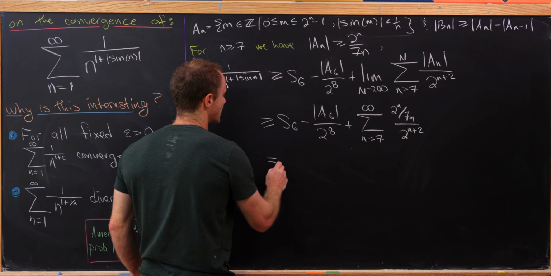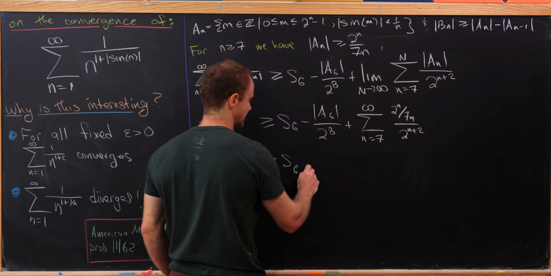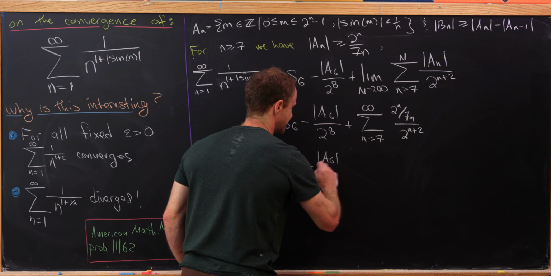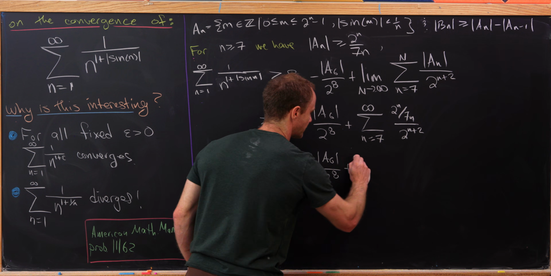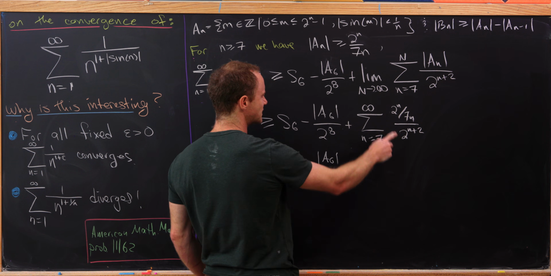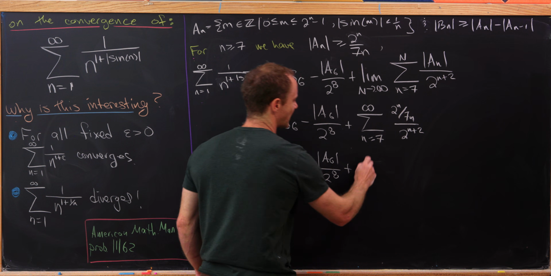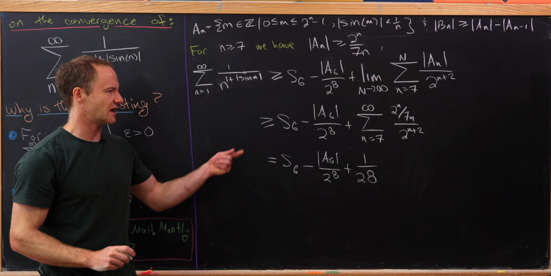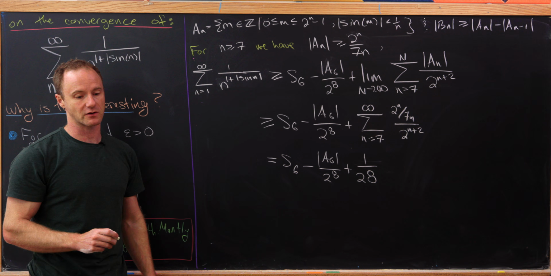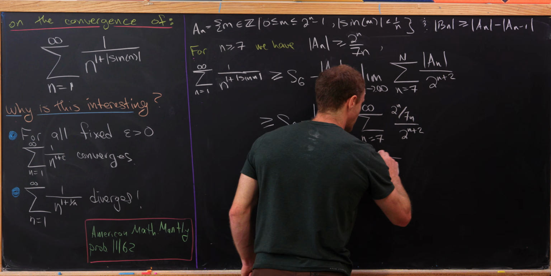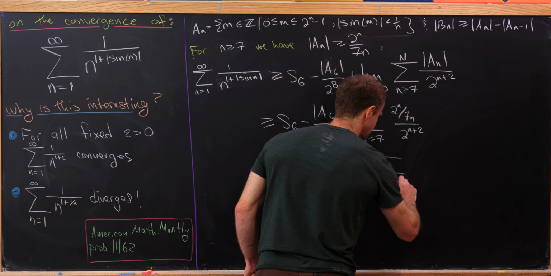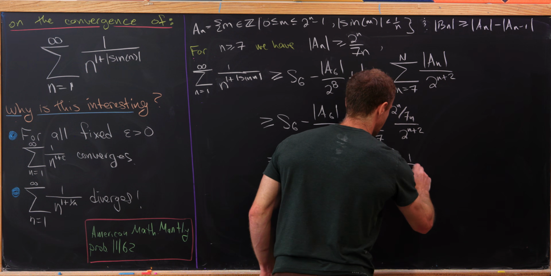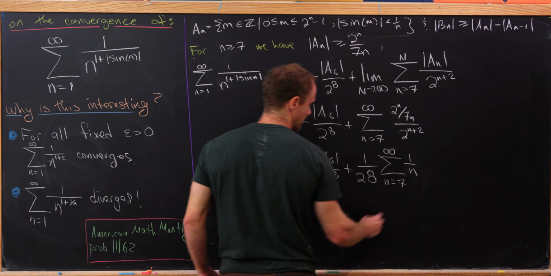Okay, but now let's rewrite this. So this is s sub 6 minus the size of a sub 6 over 2 to the 8 plus, well, notice a lot cancels here. And in fact, in the end, we're left with a 1 over 28 from the 7 and then the 4 that's left over from the powers of 2. And then we have the sum as lowercase n goes from 7 up to infinity of 1 over n.